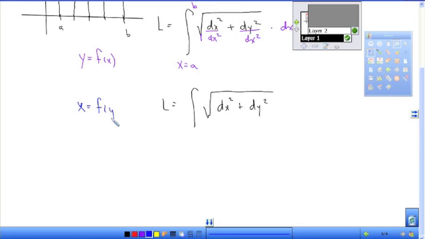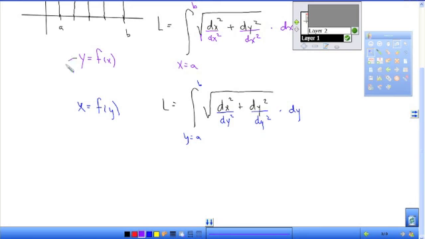But my function this time is x equals some function of y. When I take the derivative of that x, I would have dx over dy. And that's what I want to see in my function that I'm working with, my starting point. And so I would divide everything by the square root of dy squared, and then to balance it out, I would multiply by the square root of dy squared, and then I would have to make sure that my bounds are y bounds this time and not x bounds.